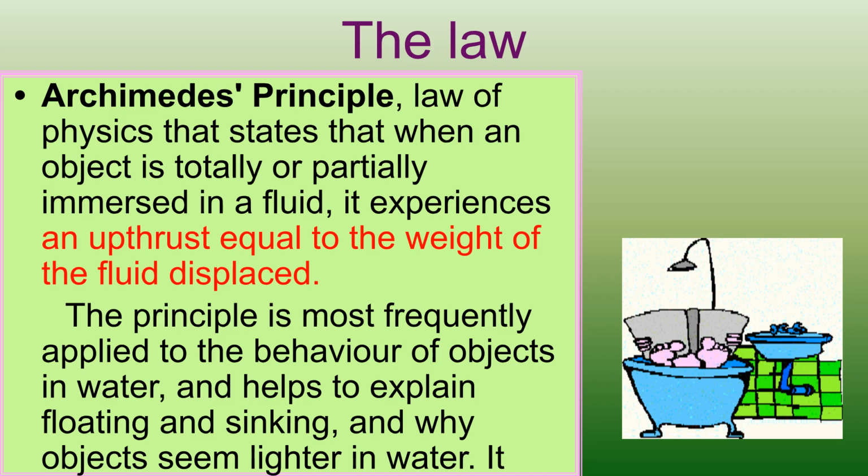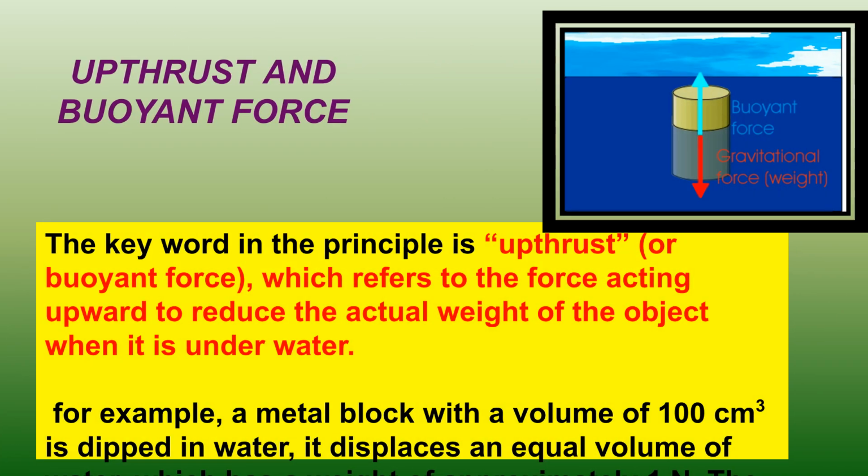This principle explains floating, sinking, and why objects feel lighter in water. It also applies to balloons in the air. The key term is upthrust, or buoyant force, which is the upward force that reduces the object's weight underwater. For instance, a 100 cubic centimeter metal block displaces an equal volume of water, which weighs about 1 Newton. This makes the block appear 1 Newton lighter in water.